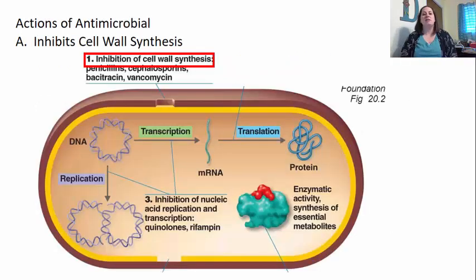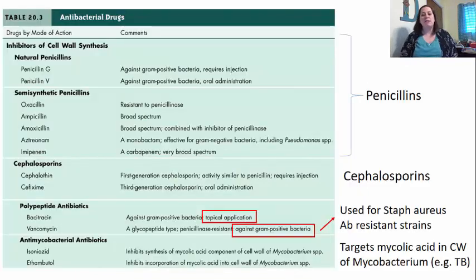All right, so let's look at some actions of antimicrobials. What do they actually fight against? One of the first ones is that it inhibits cell wall synthesis. The point here is that the antimicrobial causes the cell wall to be weakened. Now, because the cell wall is weakened, this means that it is more prone to potentially being taken out by the immune system. Some examples of these that actually inhibit the cell wall synthesis are found in your textbook.